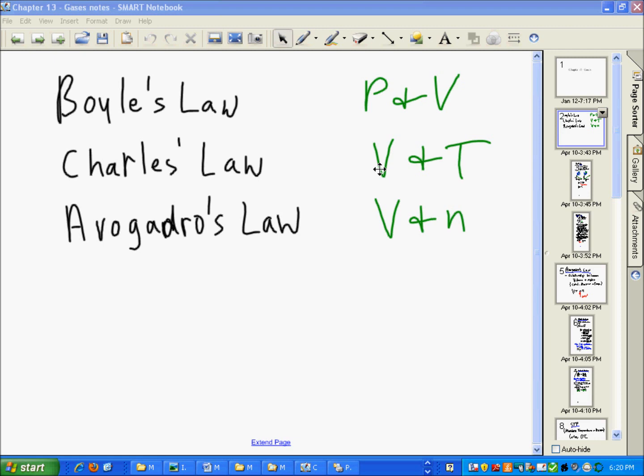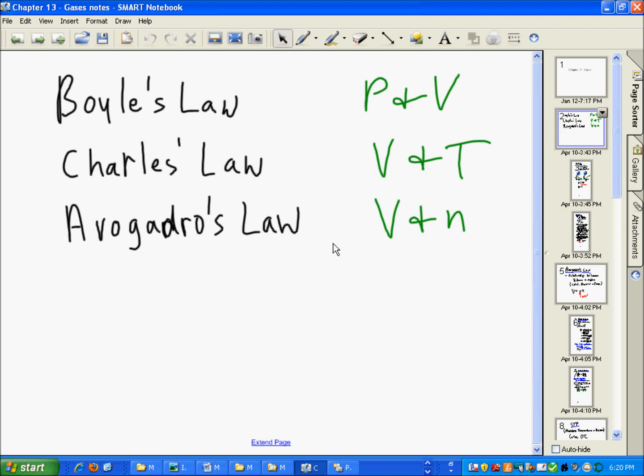Avogadro's law is probably the easiest one to remember, because if you think of Avogadro's number, the 6.02 times 10 to the 23, which is a mole. So if you think of Avogadro's number, then you know this one's about moles. So it's volume and moles.